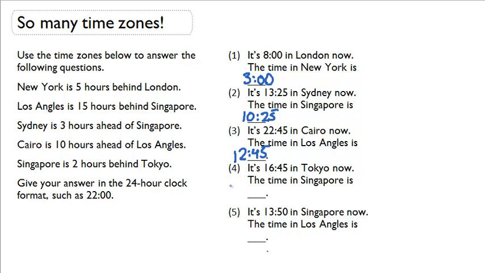Number 4. It is 16:45 in Tokyo now. The time in Singapore is, and we know Singapore is 2 hours behind Tokyo, so we can take 2 from this time to get 14:45.